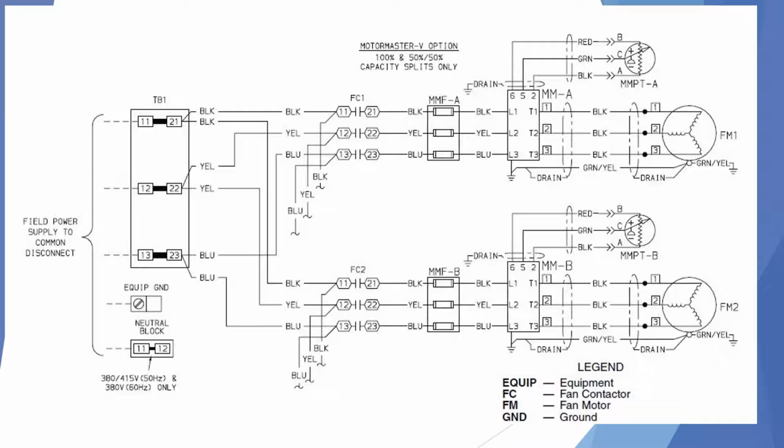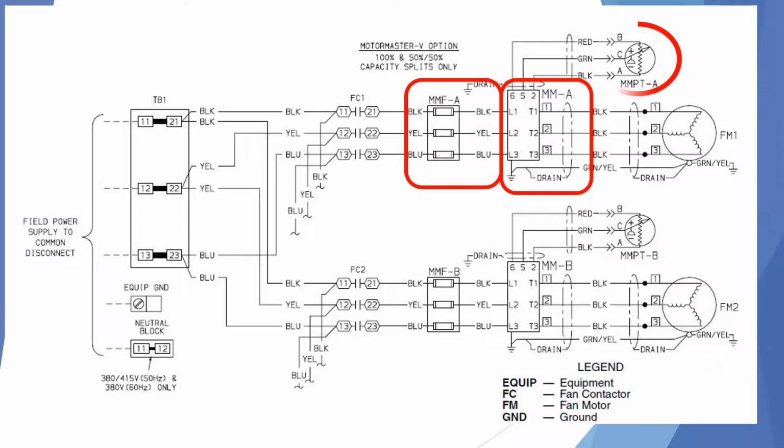In this wiring diagram, you see the fuse block that will be necessary for the solid-state controller, the solid-state controller itself with the wiring going through it to the motor, and then the transducer that is wired into the solid-state control.